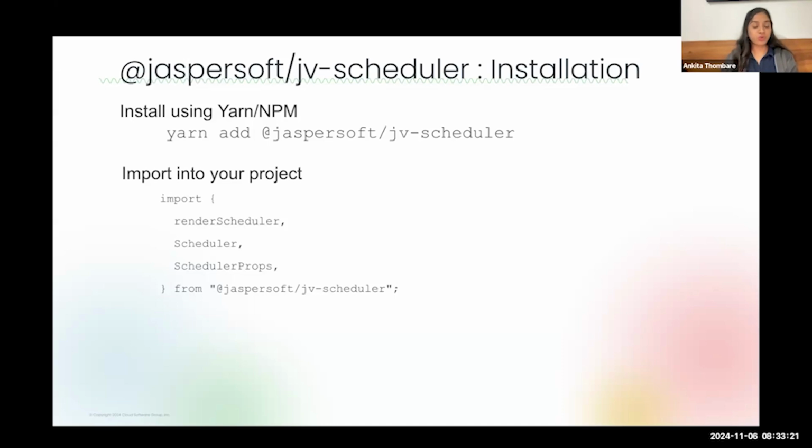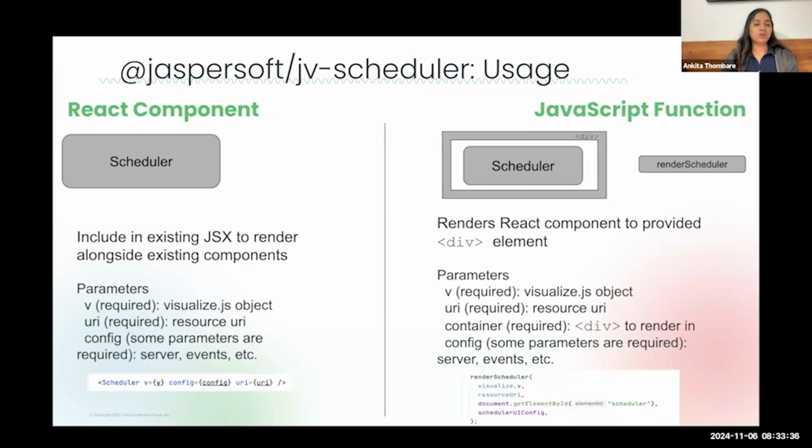Whenever you want to use the pure vanilla JavaScript API, you can use the renderScheduler API. And whenever you want to use a React component, you can use the Scheduler API. And SchedulerProps is a type definition for the scheduler. So there are two approaches by which we can use our scheduler plugin. The first one is a React component and the second one is a JavaScript function. For the React component, we need to pass three parameters. The first one is v.